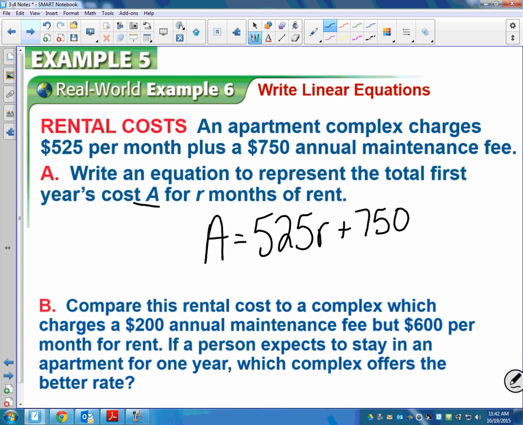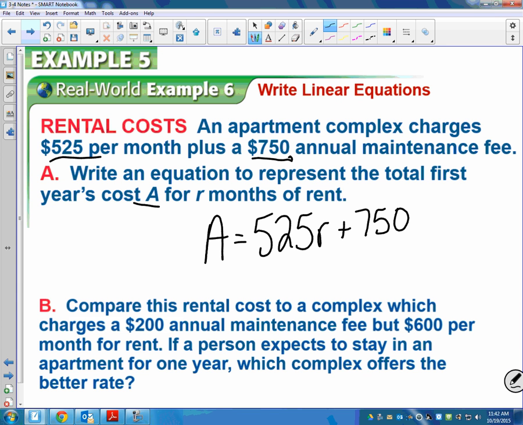And you recognize right away that was a linear equation because you have your y-intercept, $750. You have to just pay that once, right? So even if you move out before the first month's over, you had to pay that. And then every month, your rate of change, you're adding 525 to that. And so that's a linear equation. That's exactly right for part A.